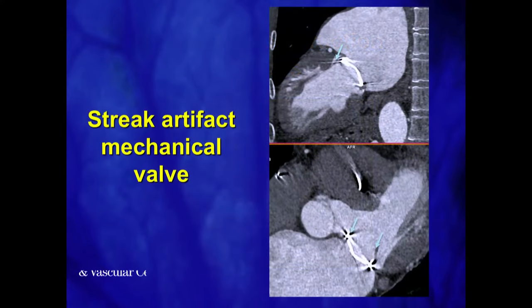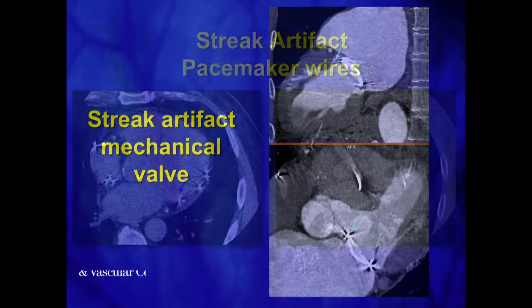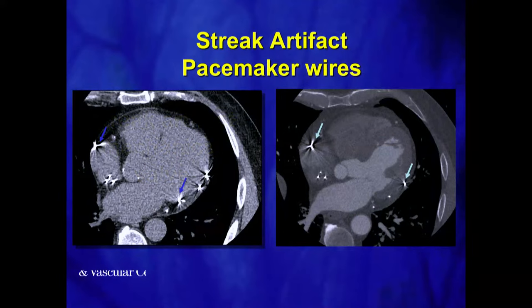This is a patient with a mechanical mitral valve, and you can see these streaks coming out from the struts of this valve. And this is the same artifact that you can see in pacemaker wires. This is a patient who has a biventricular ICD. A lot of those artifacts are seen on cardiac CT.